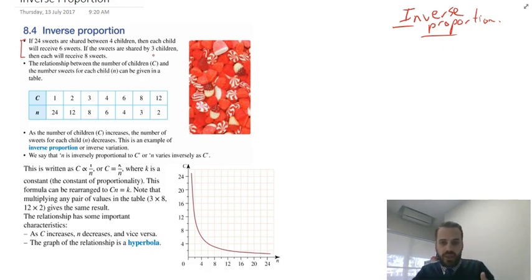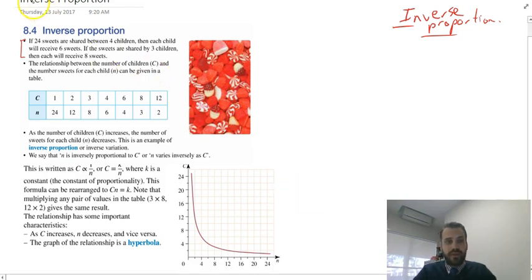If there was only 1 child, if it was just you, you'd get to eat all 24 of the lollies. If there was 24 children, you'd only get 1 lolly. Everyone would get 1 lolly each. It's pretty straightforward, I think.